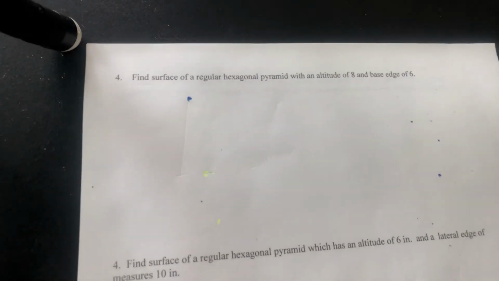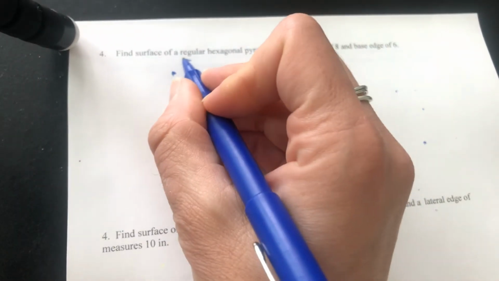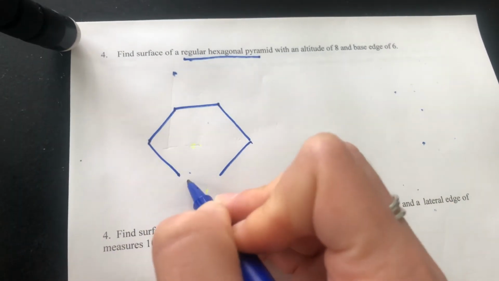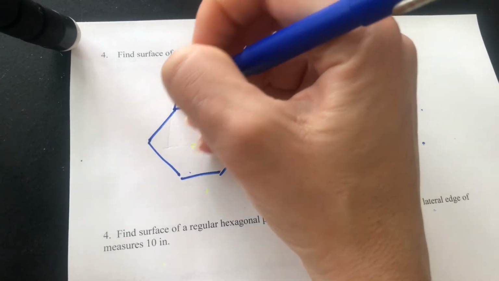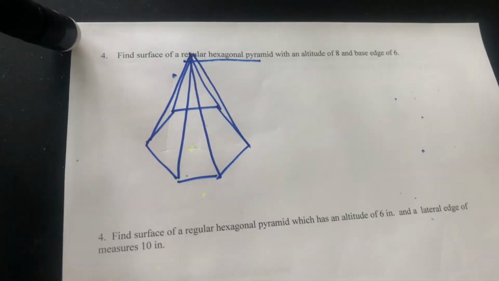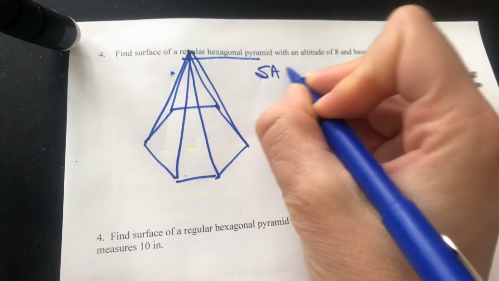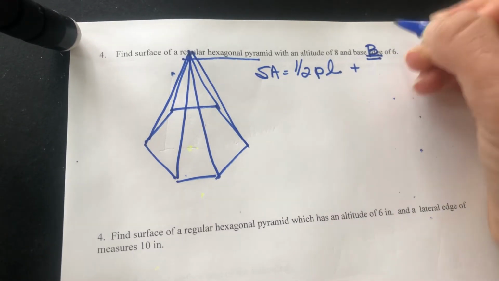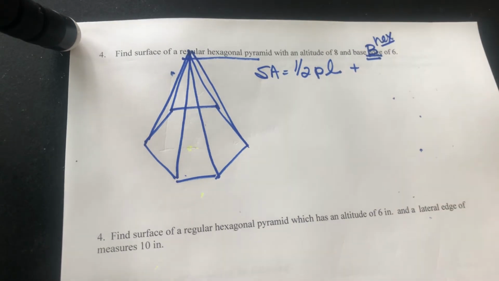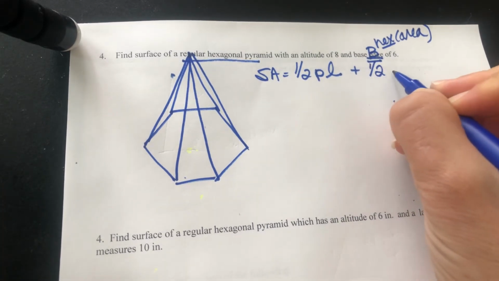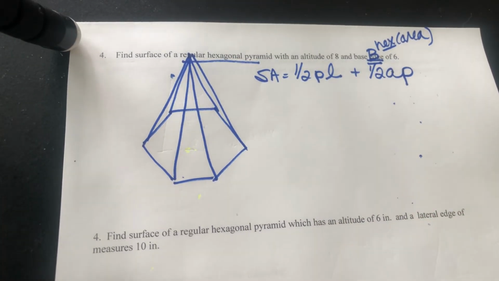All right, so let's do our next one. If I go a little quick, it's because some of the numbers you should be okay with. Regular hexagon. All right, so we have our hexagon. It's regular, so I'm going to write my formula right away. 1/2 PL plus my base. If your base is a hexagon, the formula for area of a hexagon you're supposed to remember is 1/2 apothem times perimeter. So please don't lose that.